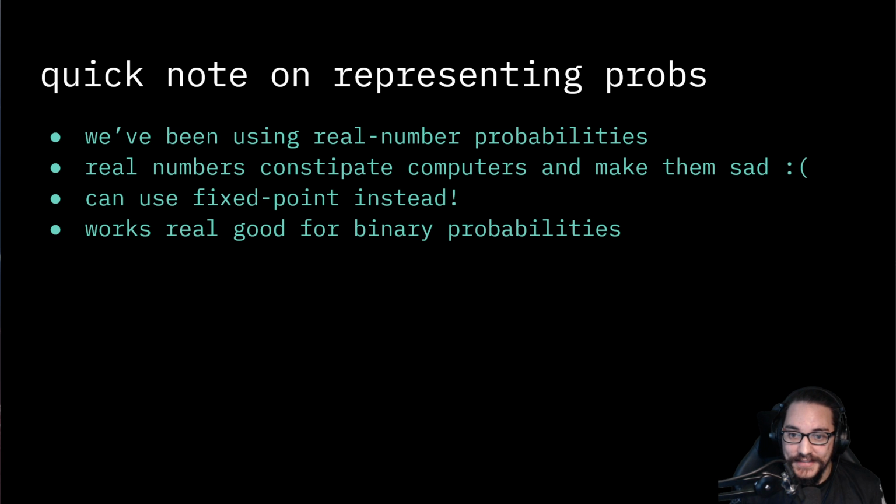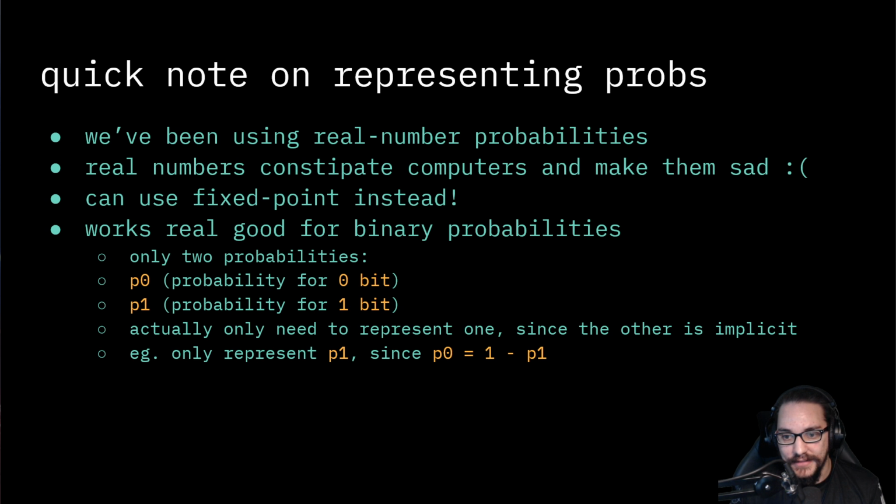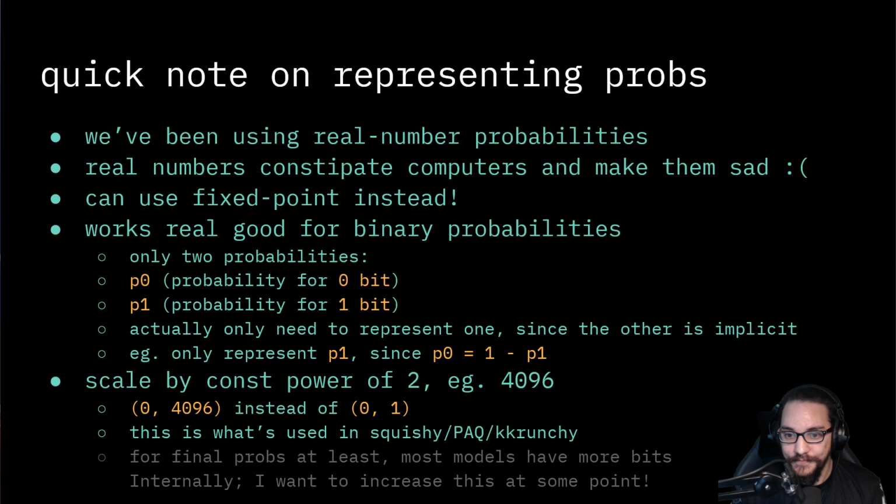But we can use fixed point instead, which works pretty well, especially for binary probabilities. With binary probabilities, when you only have 2, it's actually pretty nice because you only have the probability for 0 and the probability for 1. Since there's only 2 and we know that they're normalized and sum to 1, we can actually only represent 1. So for example, if we model everything as the probability for 1, then the probability for 0 is implied. We never have to worry about the other probability. We just update everything in terms of this 1 probability.